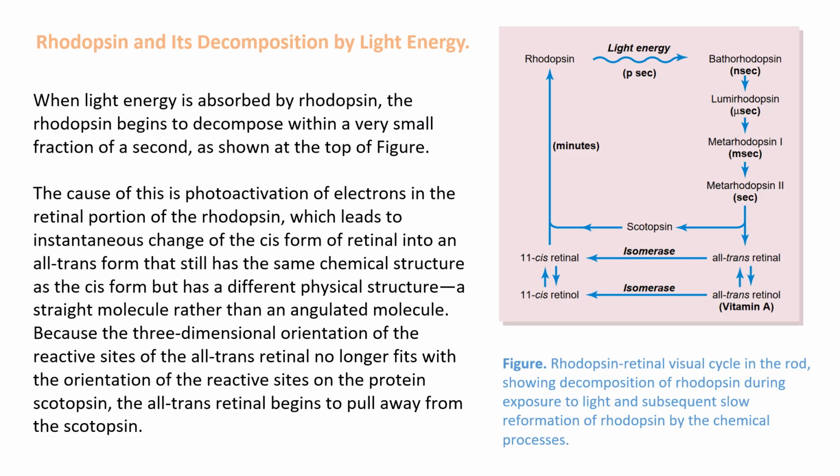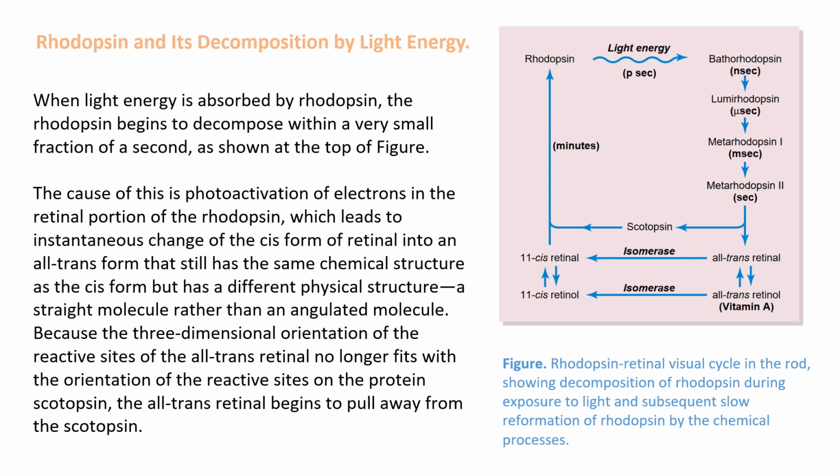When light energy is absorbed by rhodopsin, the rhodopsin begins to decompose within a very small fraction of a second, as shown at the top of the figure. The cause of this is photoactivation of electrons in the retinal portion of the rhodopsin, which leads to instantaneous change of the cis form of retinal into an all-trans form that still has the same chemical structure as the cis form but has a different physical structure, a straight molecule rather than an angulated molecule.